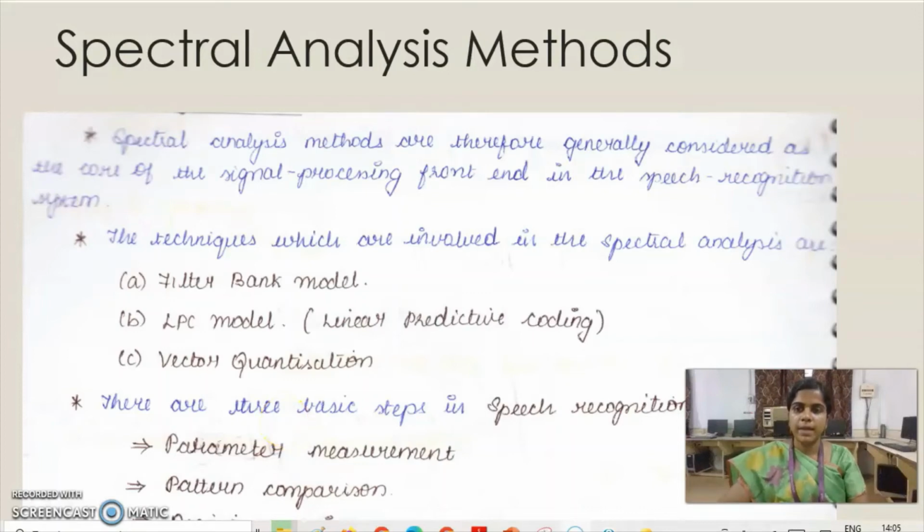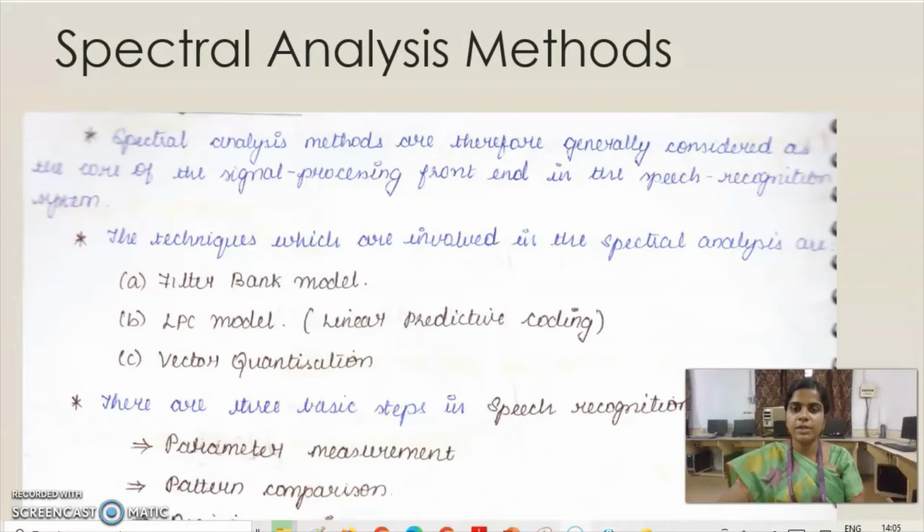Let's explore spectral analysis methods of speech processing. The spectral analysis methods are used for front-end processing of speech signals and as a front-end system for the speech recognition system. There are many spectral analysis methods.